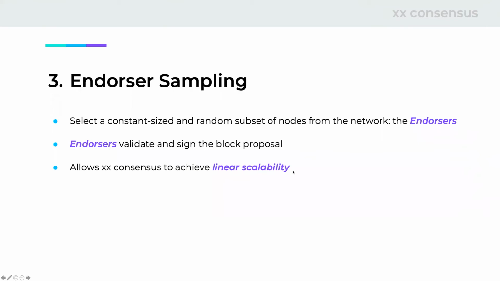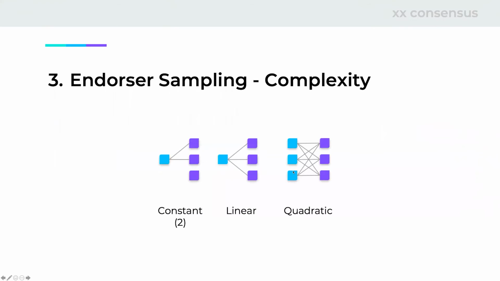So what is linear scalability? What is this buzzword that we talk about? Now, we have here an example of three scalability complexities that are usually found in consensus algorithms. We have constant, linear, and quadratic. In constant, it just means that a fixed number of nodes will need to communicate with another fixed number of nodes. So for example, one node communicating to two nodes. In linear, a constant number of nodes will need to communicate with every node in the network. So here in this case, we have one node communicating with all three nodes in the network. Finally, in quadratic, it means that every node in the network communicates with every other node in the network. So here we have three communicating with three, which totals nine communications.